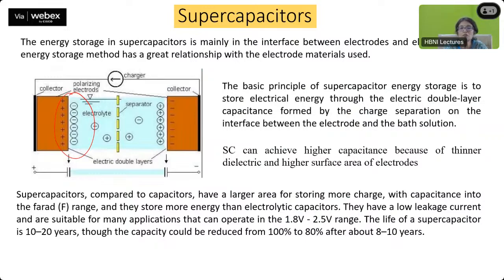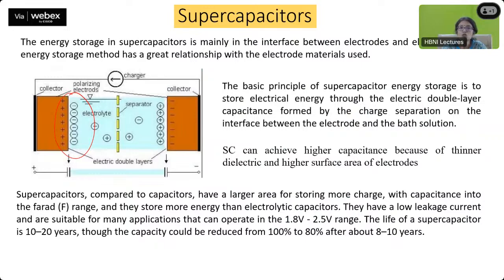So the basic principle of a supercapacitor is to store electrical energy through the electric double layer capacitance, which is formed by the charge separation in the interface between the electrode and the bath solution. And the bath solution is nothing but your electrolyte. So a supercapacitor can achieve higher capacitance because of thinner dielectric and higher surface area of electrode. So these are the two factors on which your capacitance value is going to depend: a thinner dielectric material and a higher surface area of the electrodes.